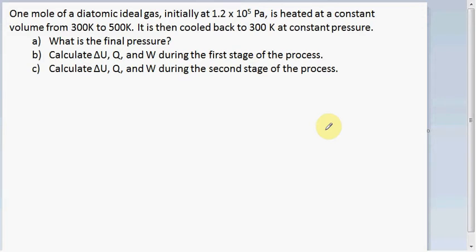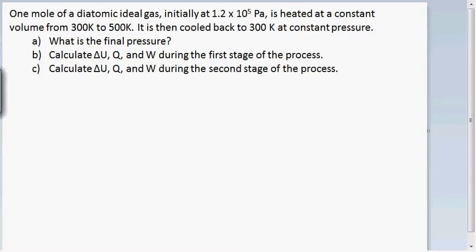Hey, here's another gas problem. Let's see. This one involves 1 mole of a diatomic ideal gas, initially at 1.2 times 10 to the fifth pascals. It's heated at a constant volume from 300 kelvins to 500 kelvins, and then it's cooled back to 300 kelvins at constant pressure. And we're going to ask ourselves, what is the final pressure? And we're going to calculate delta U, Q, and W during each of the stages of this process.